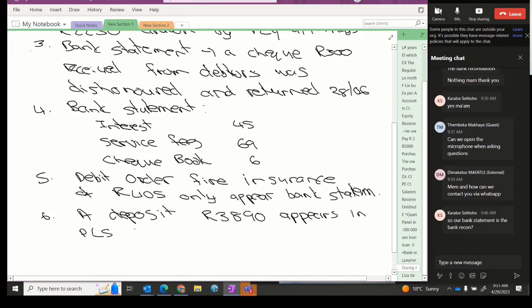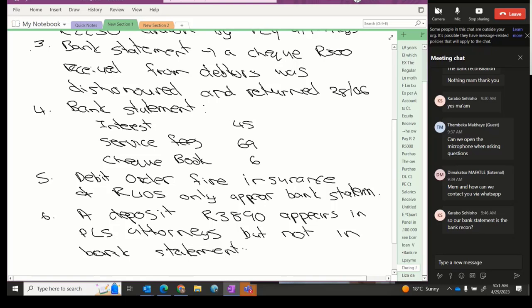What is the people? PLS attorneys or something. Okay, now it appears in the books, but not in the bank statement. Now it's the opposite to number 5, because in number 5, it appeared in the bank statement, but not in your books. Now, number 6, the deposit appears in your books, but the bank still didn't put it into their statement.